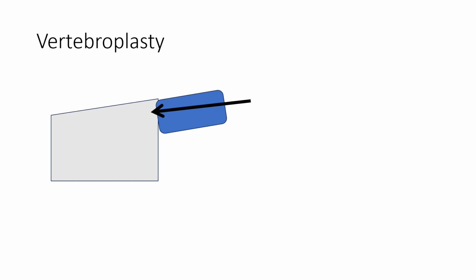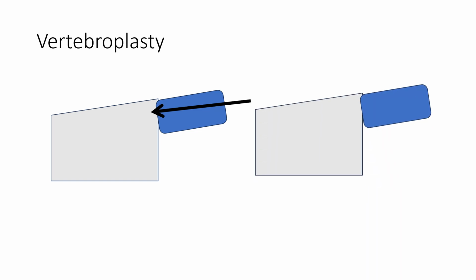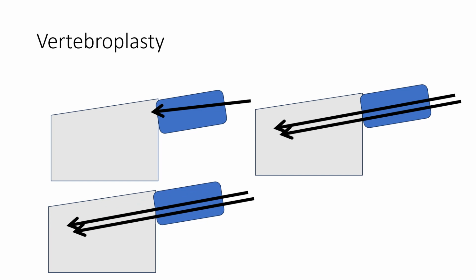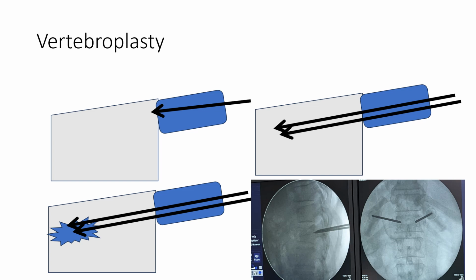Once you confirm that, you proceed with this Jamshidi right inside, and you put another Jamshidi similarly on the other side. Once you confirm both, you put the cement slowly and steadily, about 0.5 ml every time. You have to check an X-ray to see if there is any extravasation of the cement going anywhere else. You need to keep that right in the middle.